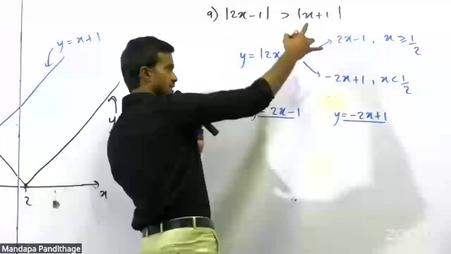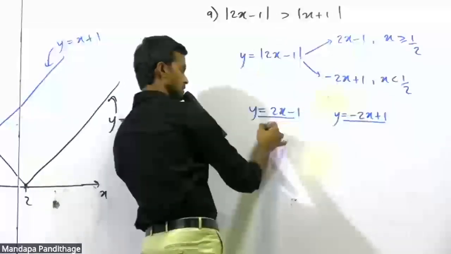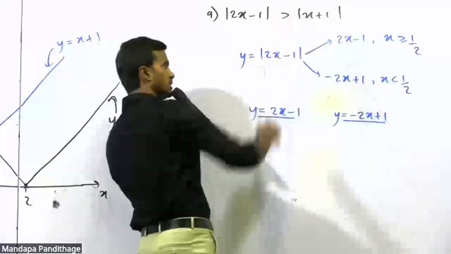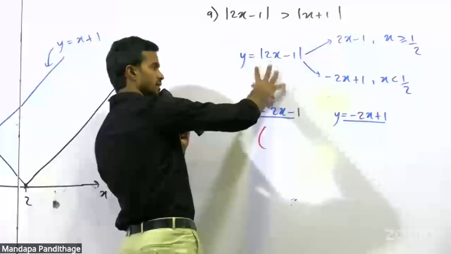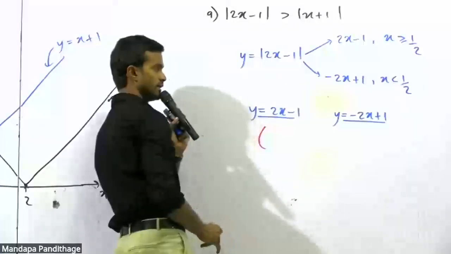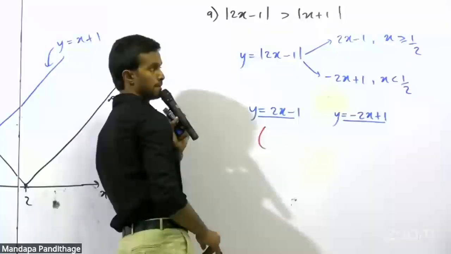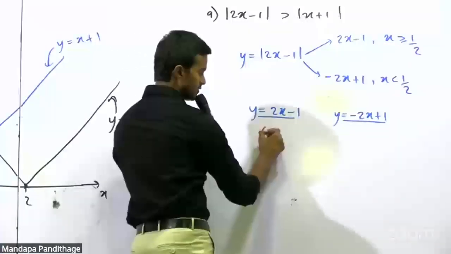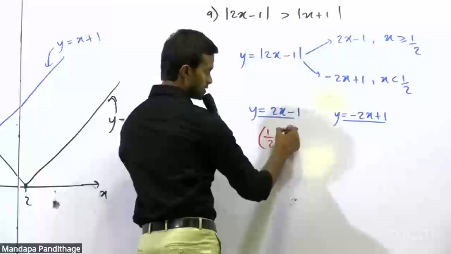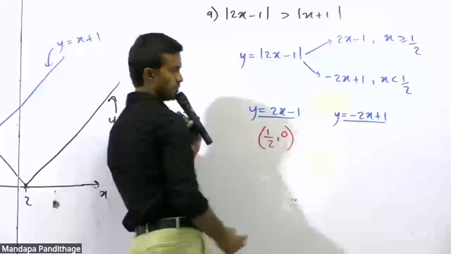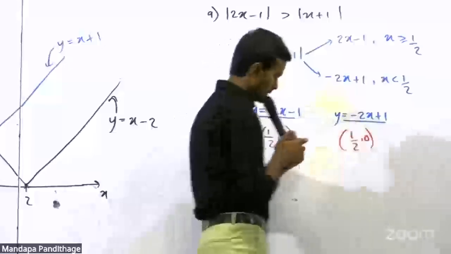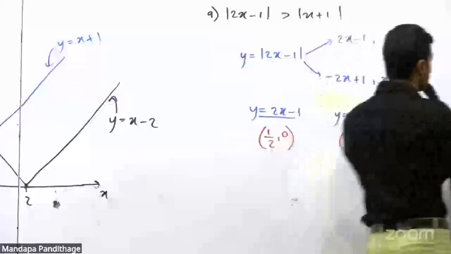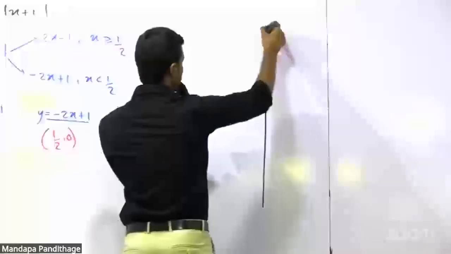So I'll be doing it in the same way. Next week when we are drawing the graph, I will be directly sketching the graph. But today I'll be writing the definition and finding the points, doing it in a way that everyone can understand. If you put x equals half, this becomes 0. Even this becomes 0. So what is the graph? 2x minus 1. First let's sketch the graph that we know.